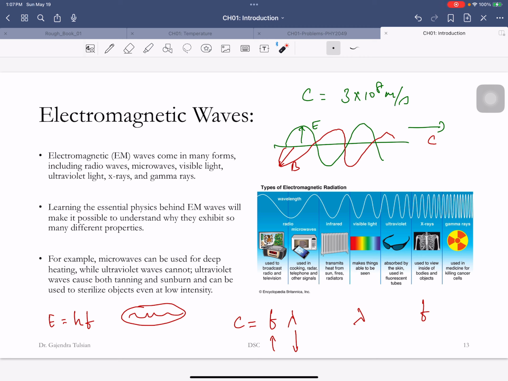While ultraviolet waves cannot, so when you go lay in the sun, the ultraviolet waves are absorbed by the skin. They don't penetrate deep, and they can cause sunburns. Ultraviolet waves can also be used to sterilize objects, even at low intensity. So we'll study all of that.